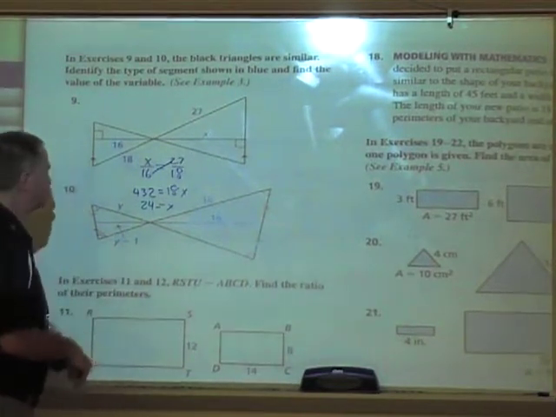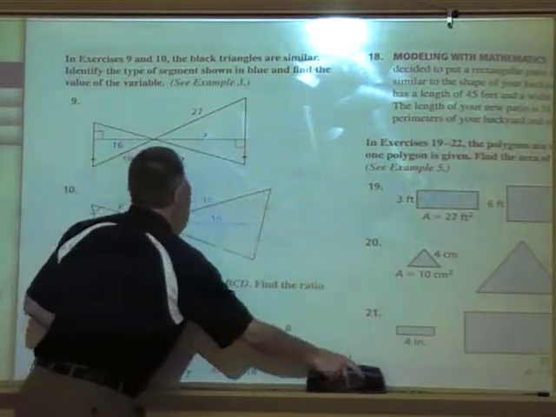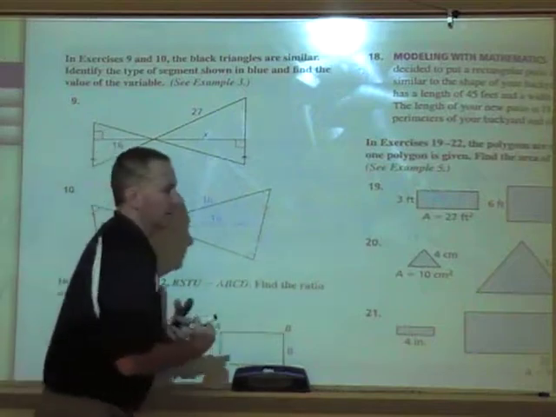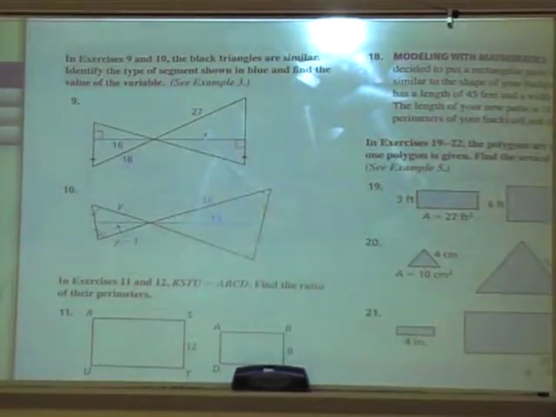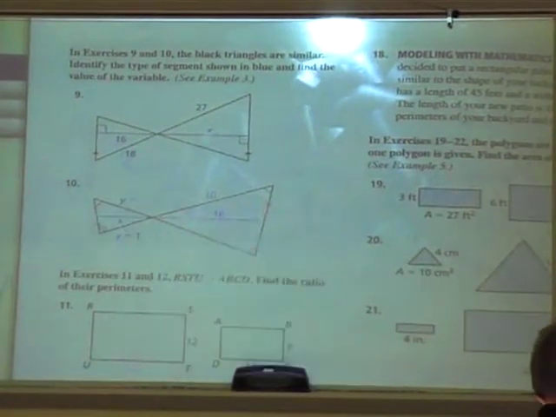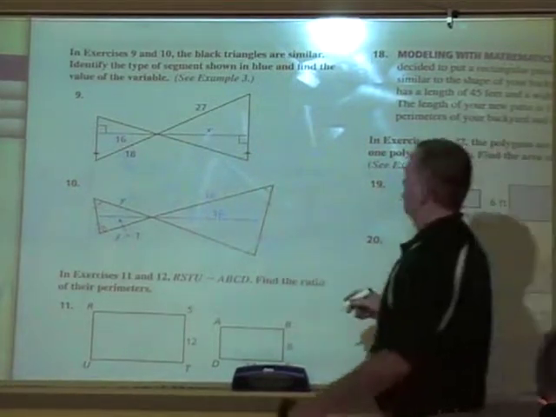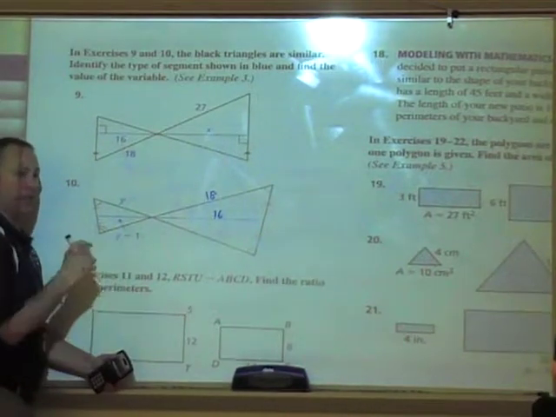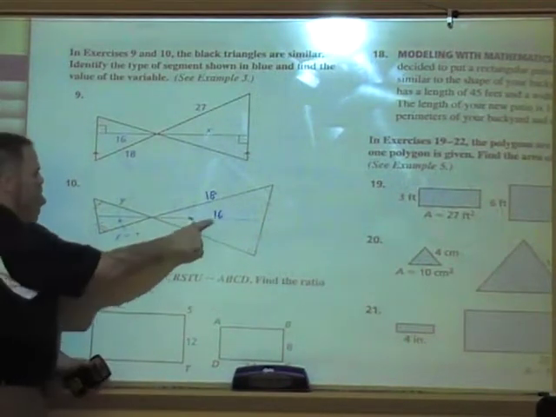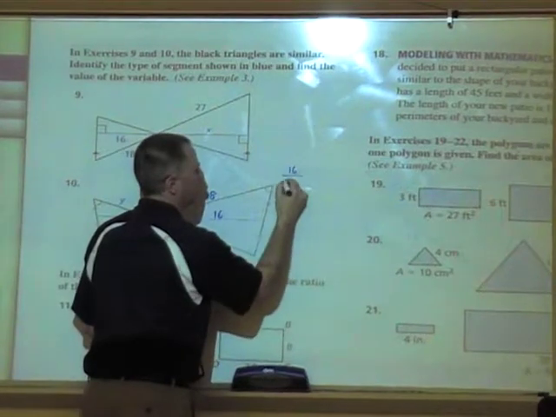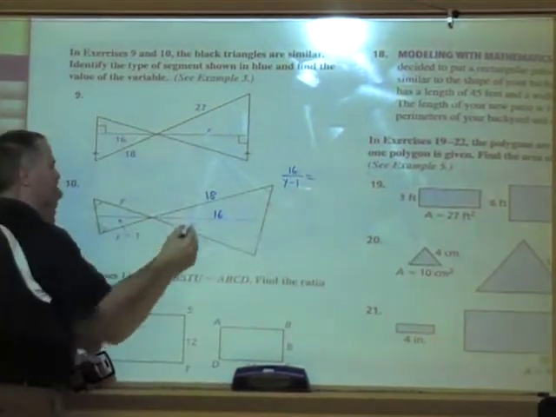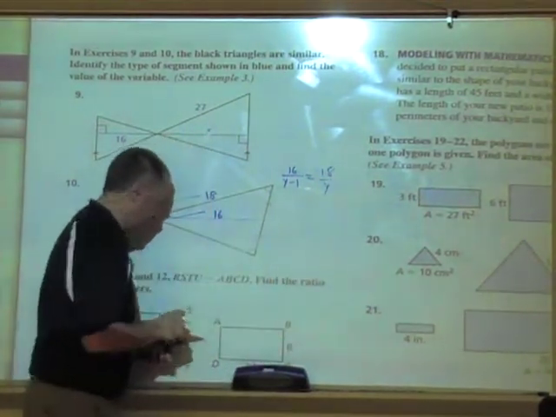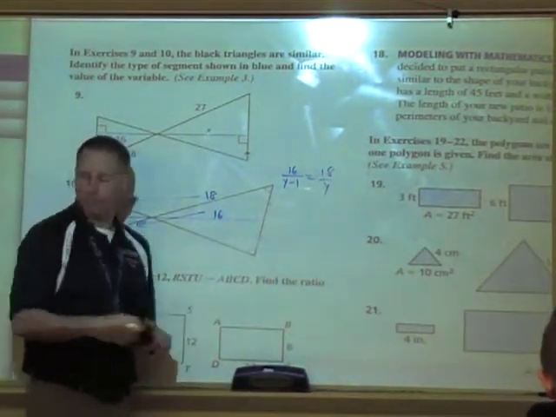All right. This one's a little harder, so we're going to do this one together. This is a 16, I do believe. Yeah, 16 and 18. All right. So you do the exact same thing here. Now this is going to be a little harder. So 16 is to y minus 1 as 18 is to y. Now watch what happens. Everybody write this down and watch what happens as we do this.